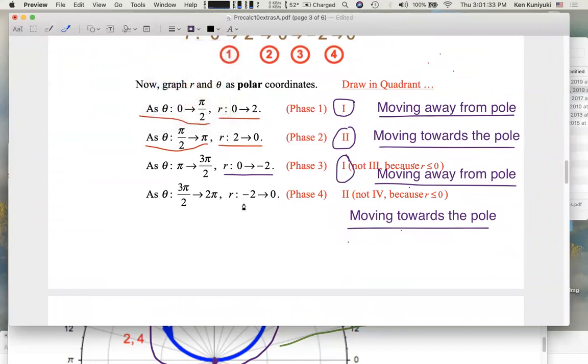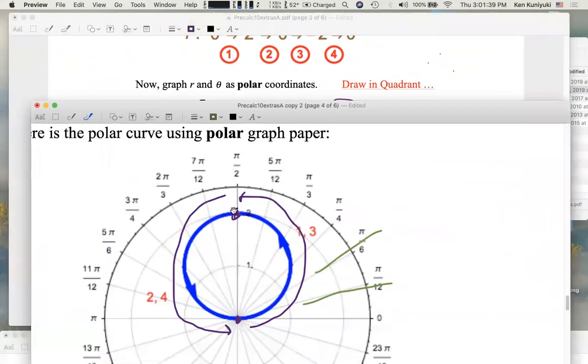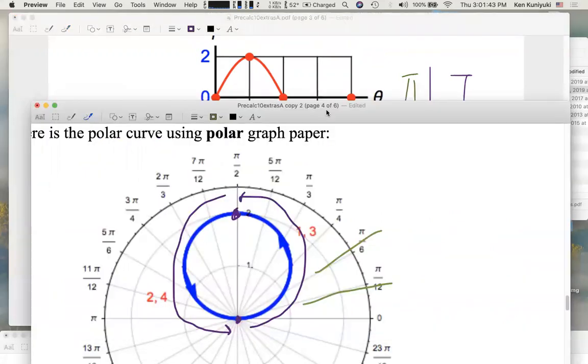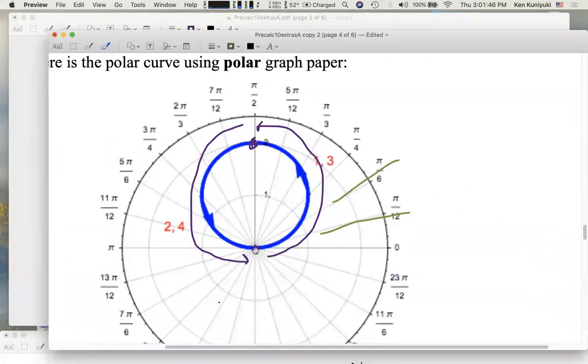So again, in phase 4, we're redoing phase 2. We're in quadrant 2, and we're moving towards the pole. We start off 2 units away from the pole in the wrong direction. We're supposed to be down here, but we're actually up here because R is negative. R is negative 2. We're at the North Pole. And instead of going like so, we're going like so through these angles. We're going through quadrant 2, not quadrant 4.